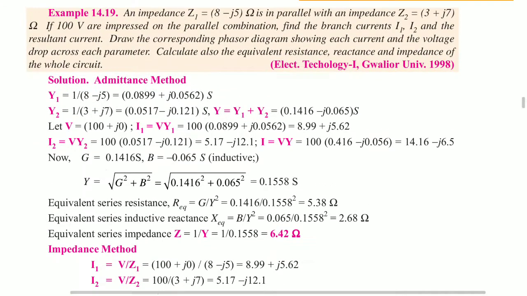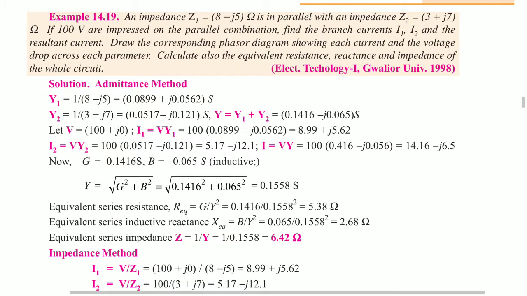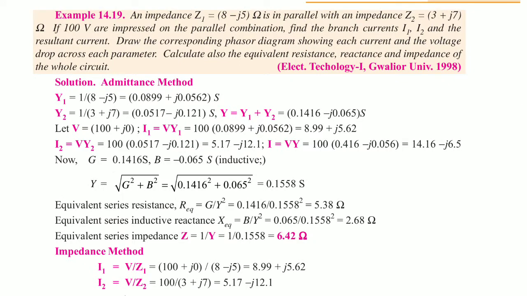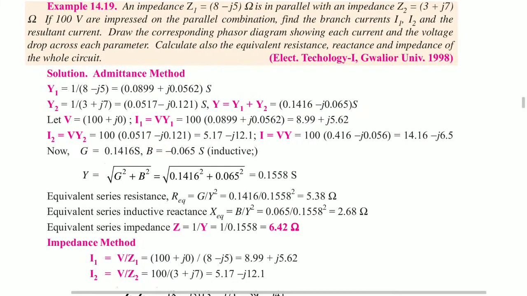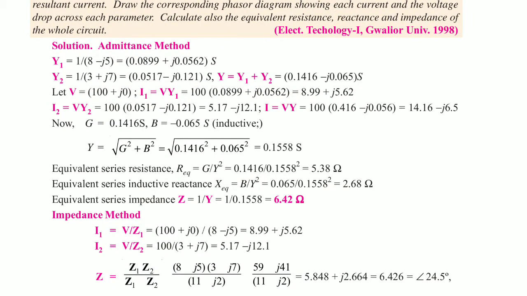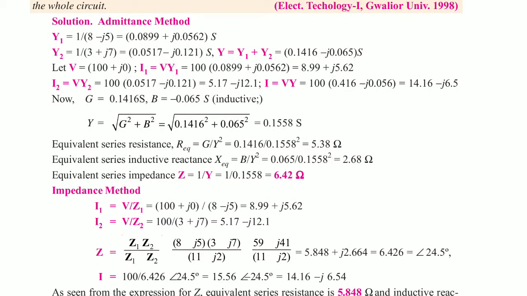So now by the admittance method we can determine the admittance, which is nothing but the reciprocal of impedance. Y1 is equal to 1 by Z1, Y2 is equal to 1 by Z2. Here Y1 is equal to 1 by 8 minus j5, which gives 0.0899 plus j 0.0562 mhos or Siemens. Now Y2 is equal to 1 by 3 plus j7, that is equal to 0.0517 minus j 0.121 Siemens. Y is equal to Y1 plus Y2, so 0.1416 minus j 0.065 Siemens.